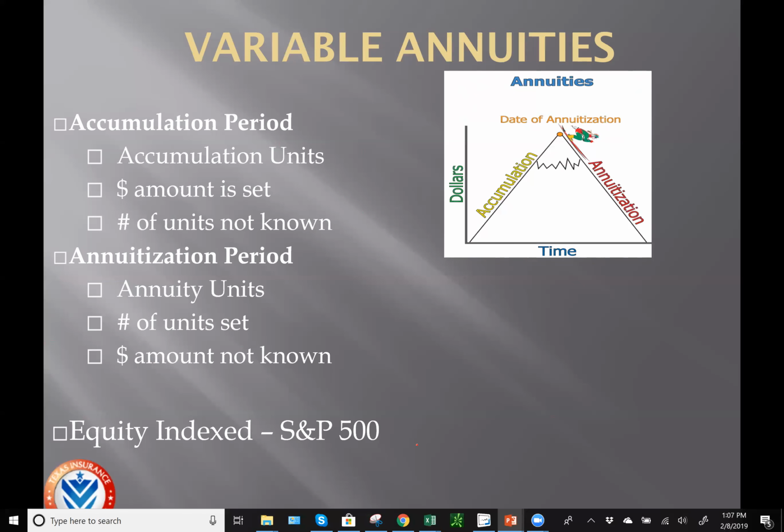Now with a variable annuity, when you put money into it, it's like putting money into a mutual fund where you get shares of a mutual fund, but here they're not called shares, they're called units.